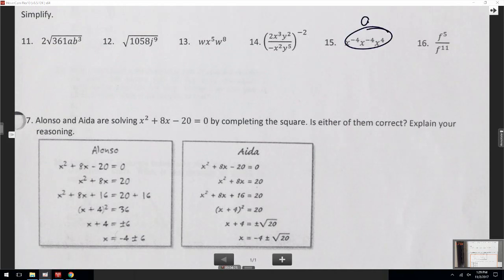Alright, so 15 we added, right? 16 we subtracted. Y'all okay with that? Yes. Alright, first things first on 14. You need to subtract.